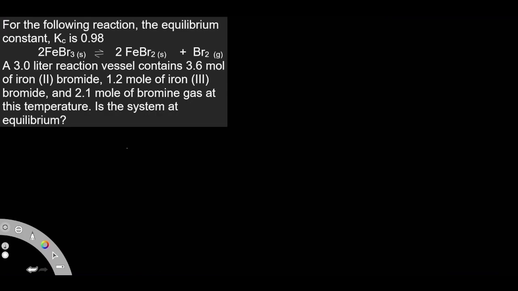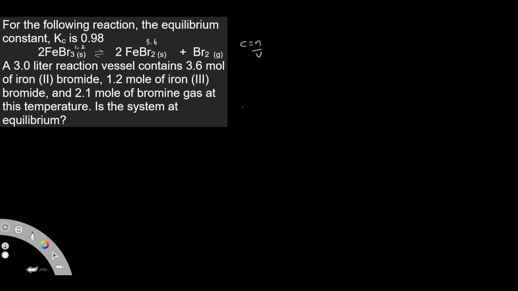That is your answer. A 3-liter reaction vessel contains 3.6 moles of iron 2 bromide, so that's this one over here, 1.2 moles of iron 3 bromide, so this one over here, and then 2.1 moles of bromine gas. Obviously these 2s and 3s over here, these Roman numerals, can be a little bit not so pleasing to the eye. So we can actually just write this 1.2 moles right around here. And for the 3.6 moles of iron 2 bromide, I'll just put it up here. Remember all of these are divided by 3 liters, based on our C is equal to n over V formula.